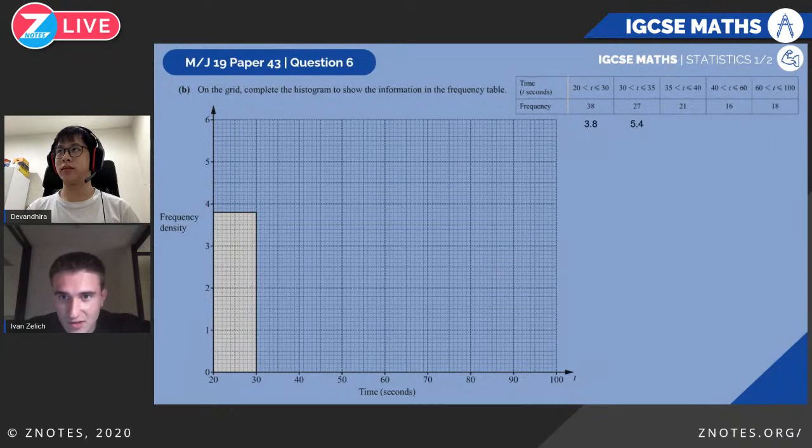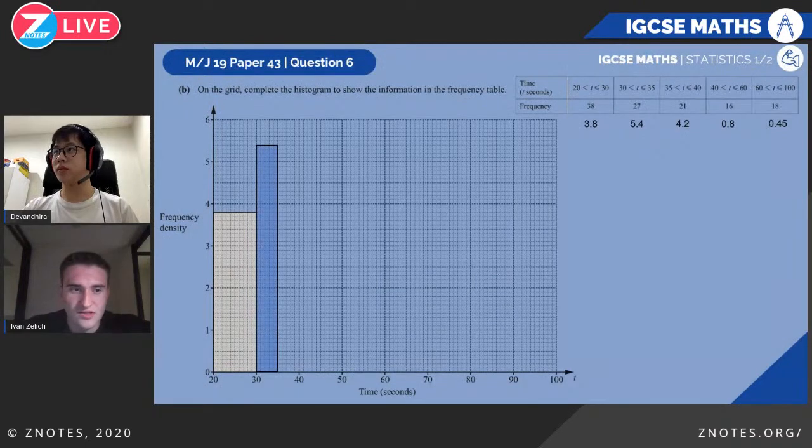27 on 5 is 5.4. 21 on 5 is 4.2. 16 on 20 is 0.8. And finally, 18 on 40 is 0.45. And so now all we have to do is fill in with the correct widths and the heights. It's definitely a good thing that we have 3.8 written here already for us. So it's one verification of our calculation.